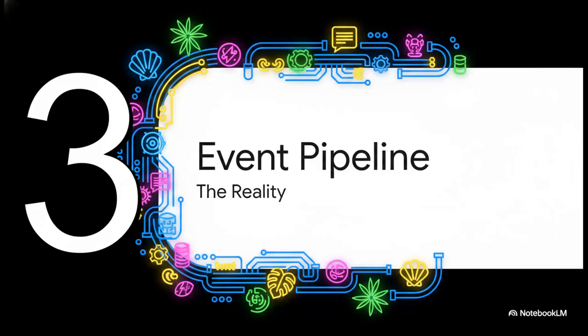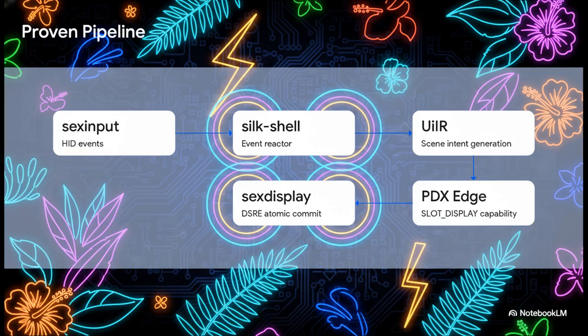All right, Section 3, the proven event pipeline. Let's look at how this works in reality. So how does this theoretical contract actually translate end-to-end? Let's trace it. Hardware HID events come in from Sex input. They hit the Silk Shell event reactor, which crunches that and spits out our UUIR scene intent. That intent then has to cross the PDX capability edge using slot display, specifically via opcodes like op_window_create. And finally, it lands at the Sexdisplay display state reduction engine, which fires off the atomic commit to the hardware.